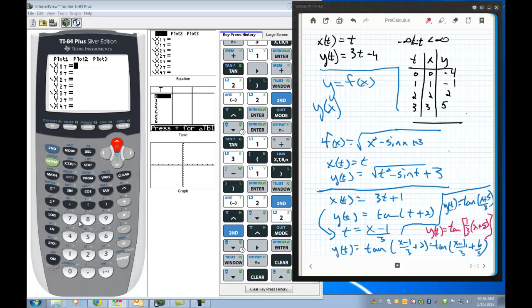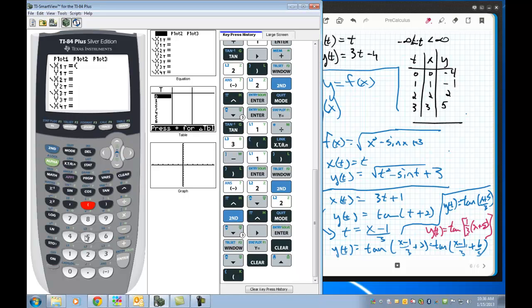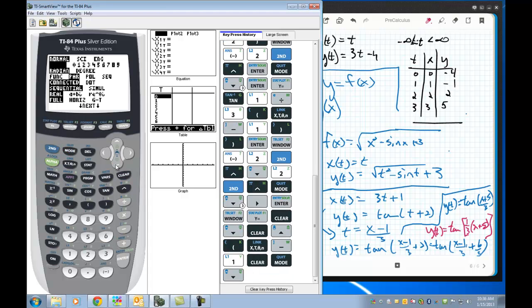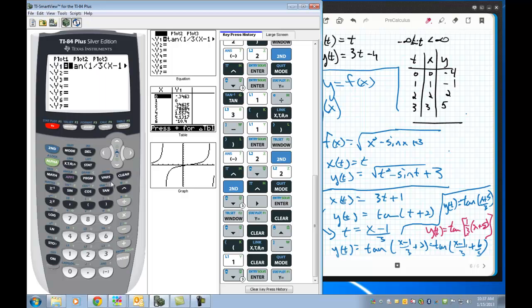I apologize. Clear. We already know what this thing looks like. What I need to do is go to my mode, and put it back in function, and hit enter. And then I'm going to go back to y equals, and clear that out.